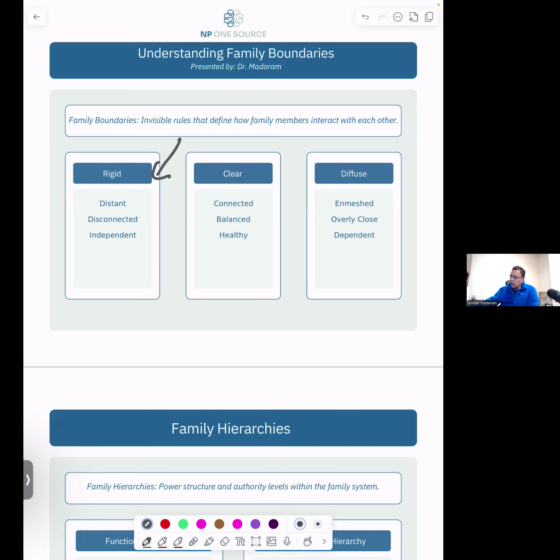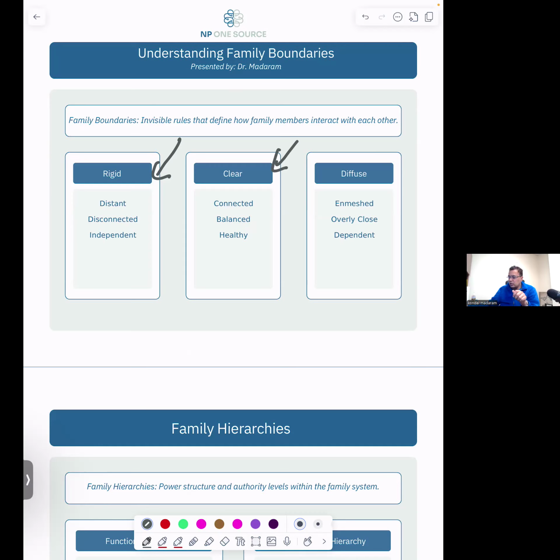Now, let's talk about clear boundaries. This is the healthiest type of boundary, where roles and expectations are well defined yet flexible. Families with clear boundaries demonstrate balance, connection, and a supportive dynamic, fostering individuality and togetherness.